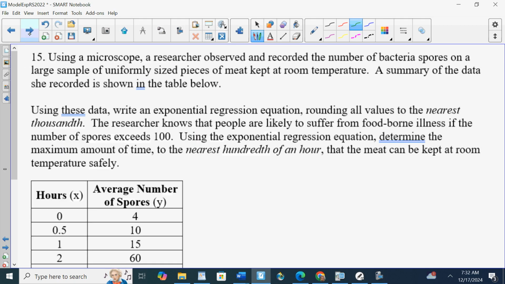And this brings us to our final type of question. Again, this is not one of our formulas. A lot of words. I want to find my keyword or phrase. There it is. Exponential regression equation, expreg.